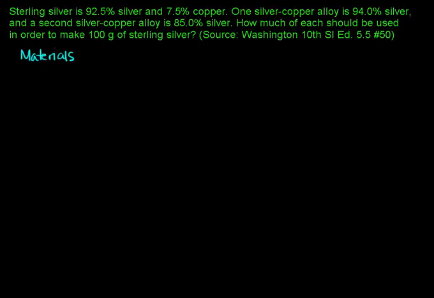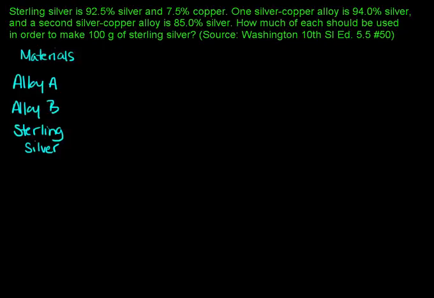And we're combining two different alloys. I'm just going to call them alloy A and alloy B. You can call them whatever you want, but I'll put alloy A as my first material, alloy B as my second, and then we're combining them to make sterling silver. So I'll just call the final mixture sterling silver. You could call it final, you could call it alloy C. It doesn't really matter as long as you know what your names are referring to. So we have our materials.